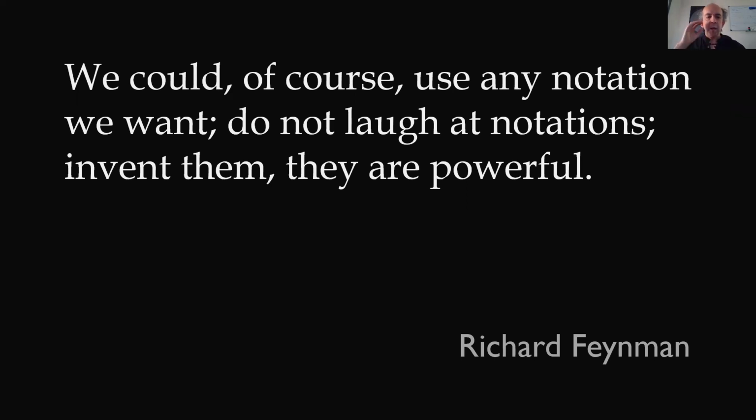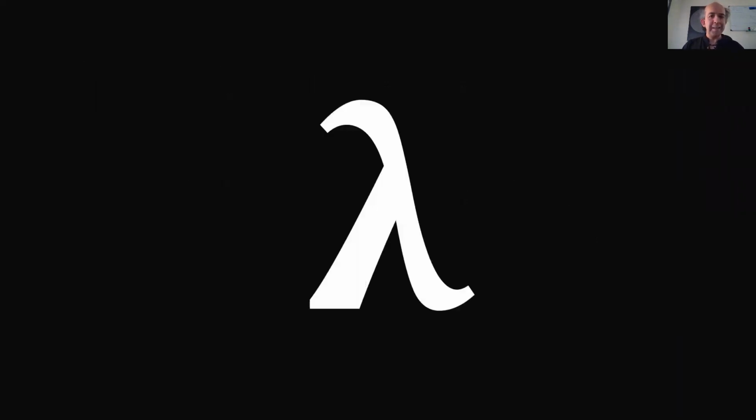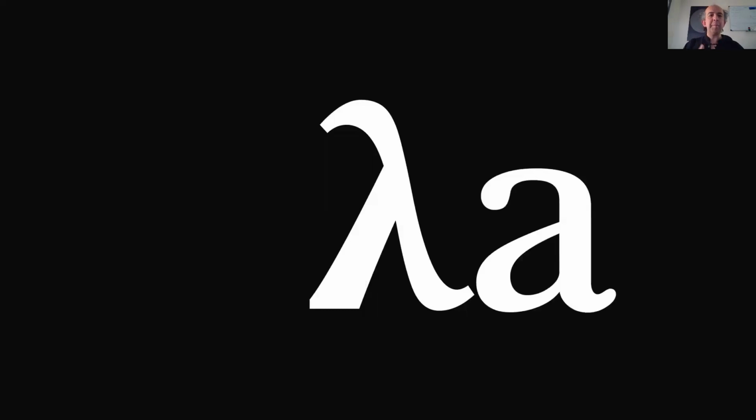So let's explore a few things about the notation and the consequences of some of the design decisions. As Richard Feynman, the Nobel physicist, observed, we could, of course, use any notation we want. Do not laugh at notations, invent them. They are powerful. In fact, mathematics is to a large extent the invention of better notations. So we got lambda. Where did the letter lambda come from? Well, there's a couple of stories. The one I don't like is the one where Alonzo Church later in his life said, oh, I just like the look of the letter. There was no specific reason.